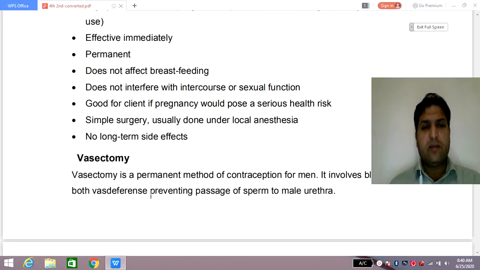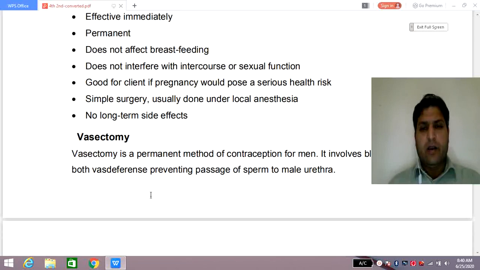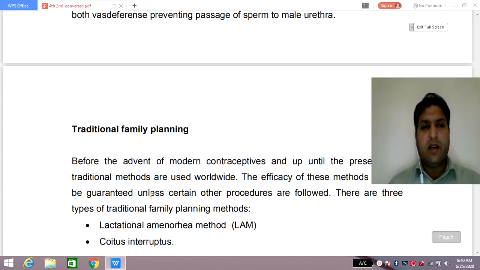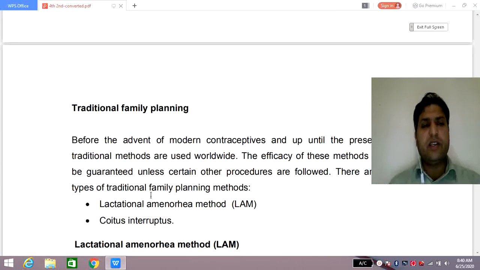Vasectomy, again, is a permanent method of contraception for men. It involves blocking both the vas deferens, preventing passage of the sperm toward the male urethra. So obviously this is also a permanent mechanism related to the male candidate. The next one, the last one, is traditional family planning.